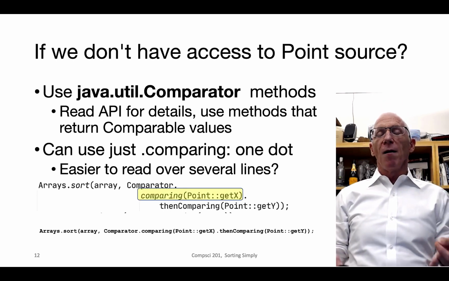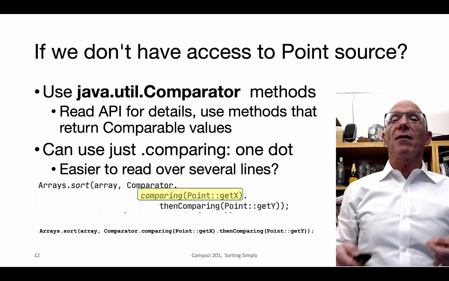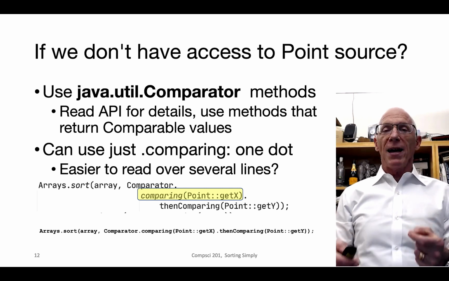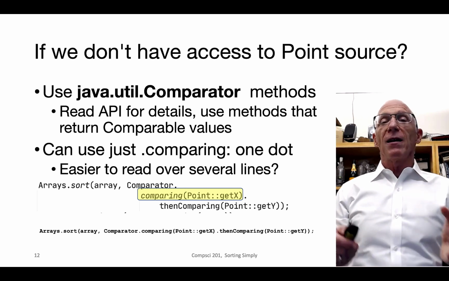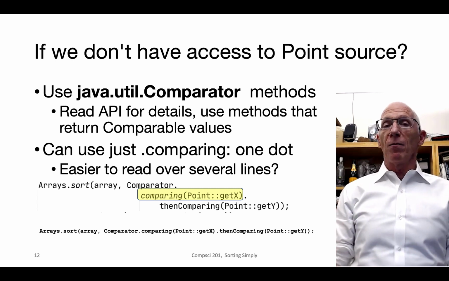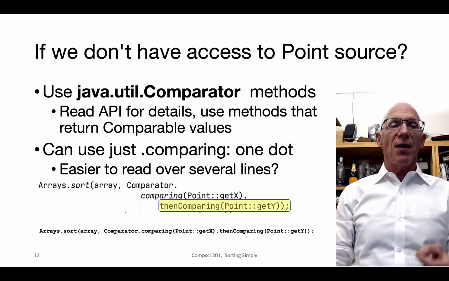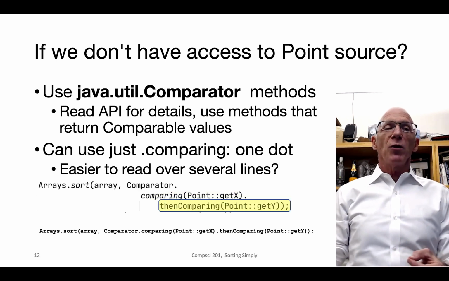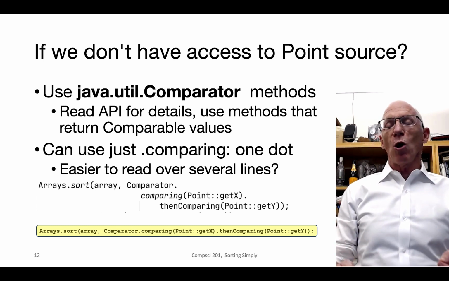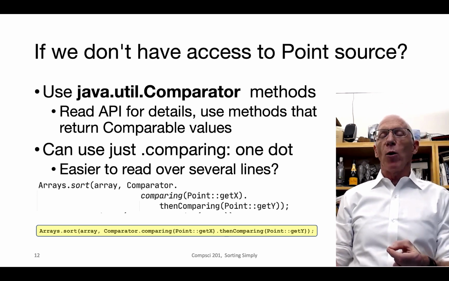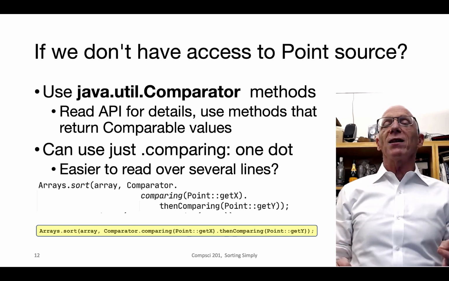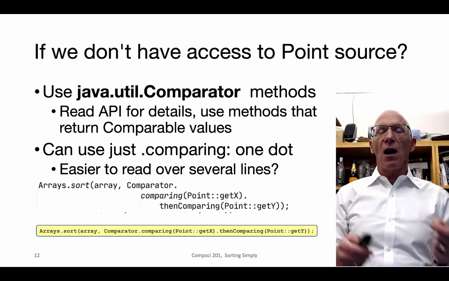First, we compare by using the x-coordinate, and what we see as the argument in the comparing method is Point::getX. That's a function in the Point class. getX was a method in the Point class, and if two x values are the same, then we'll compare with the y value. So this reads, as you can see in the one-line version, Comparator.comparing(Point::getX).thenComparing(Point::getY). Now the syntax will take a while to get used to, but the key is we are using the comparing method of the Comparator interface.